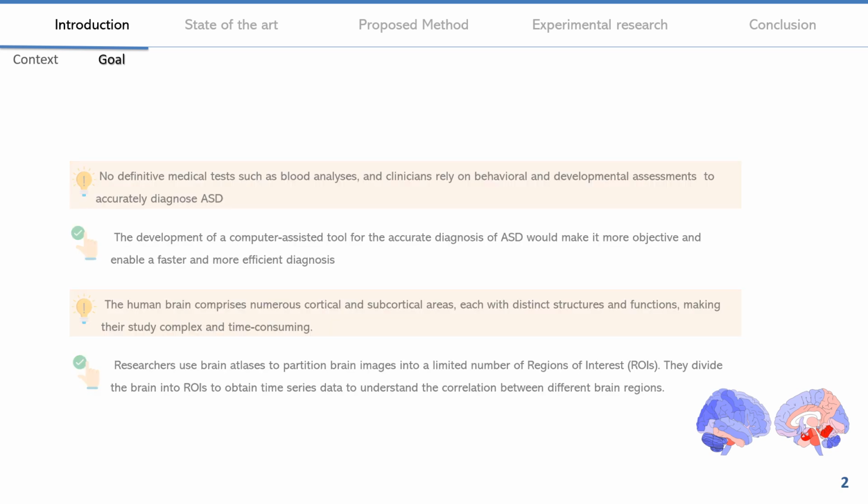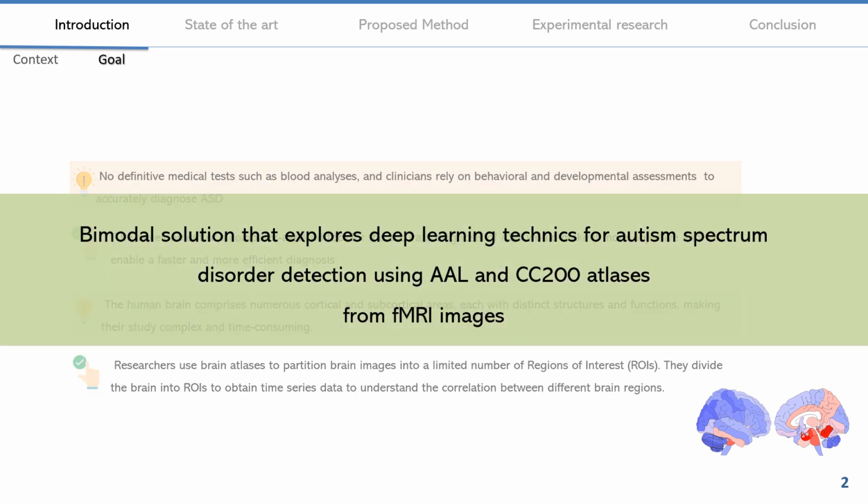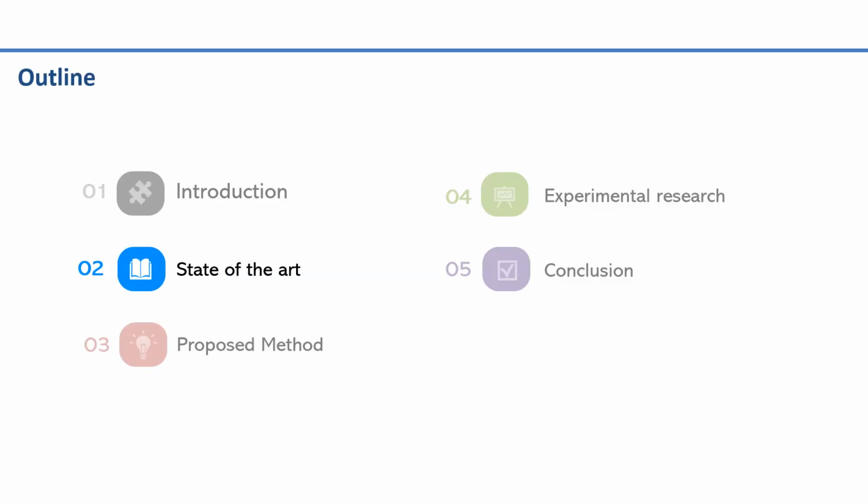So, based on this study, we proposed a bimodal solution that explores deep learning techniques for ASD detection using AAL and CC200 atlases from fMRI images. Now that we know what we aim to achieve, let me show you the methodologies employed to reach these objectives.